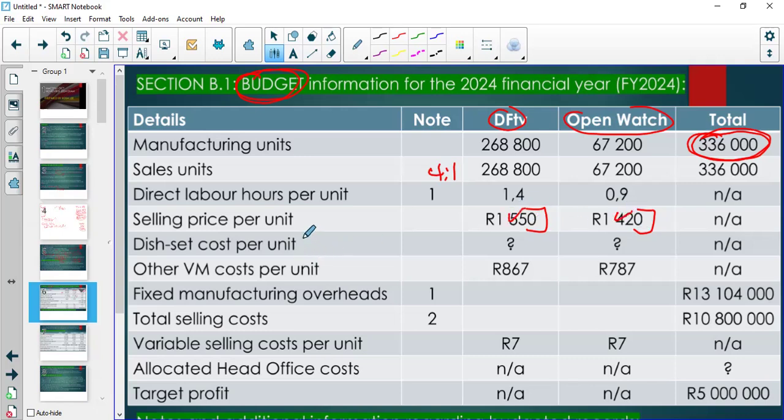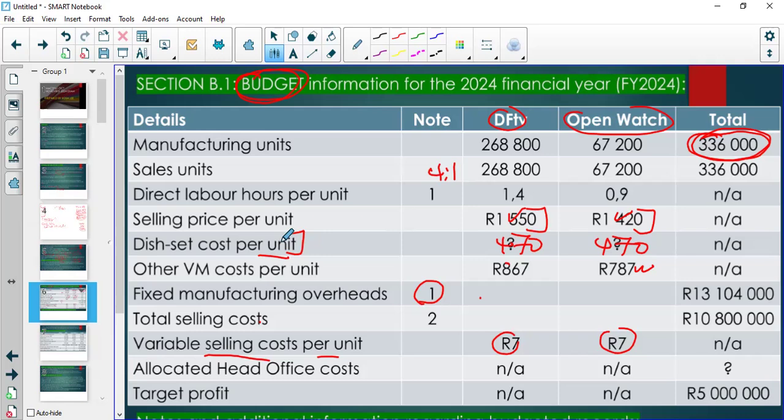Then the dish cost per unit is given as 470, right? After that negotiation. So this is variable because this is a direct material. Then this is also given. Nice. Fixed manufacturing overheads won't enter in. Then the variable selling costs per unit, it's R7, right? Is there something else that is variable? Then we get our contribution from there.